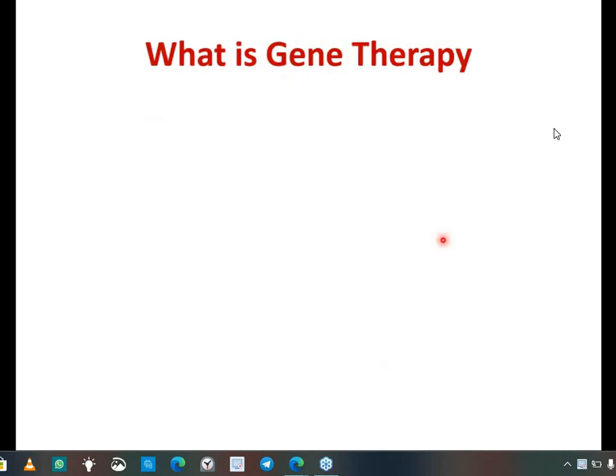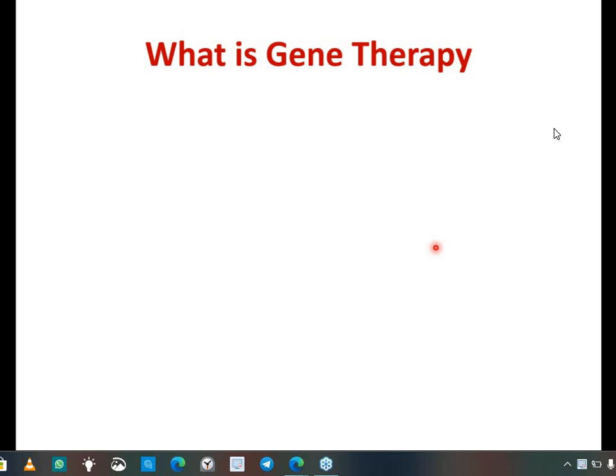So coming to, I think the things are clear, but we are short of time, so I'll just quickly go through this part also. What is this gene therapy? If you have any queries, please contact me on that email ID that I have given you. So coming to what is gene therapy?